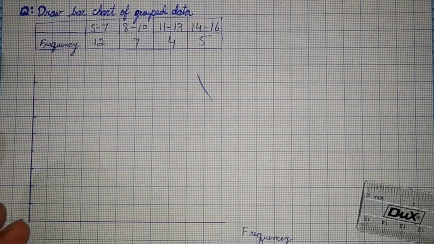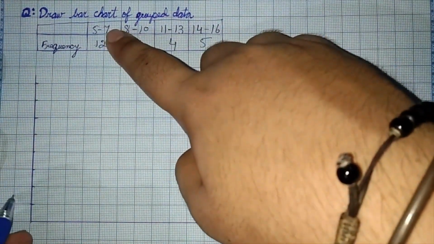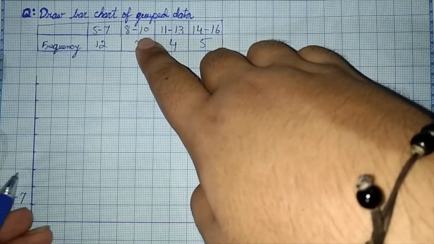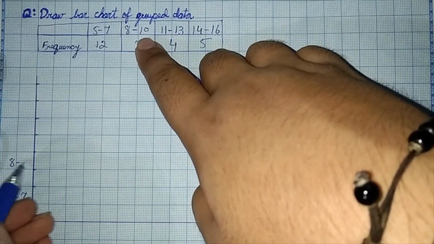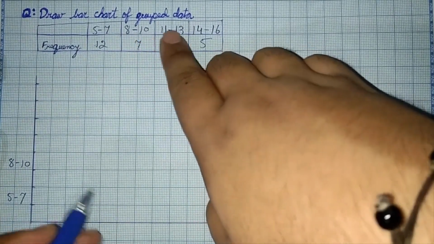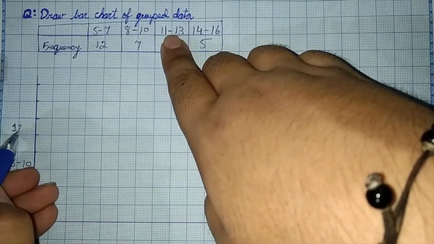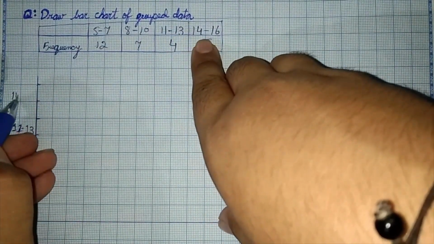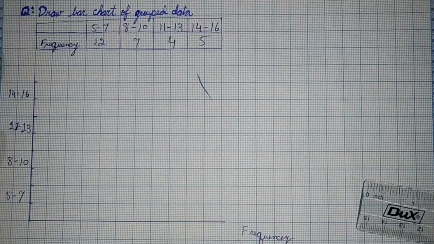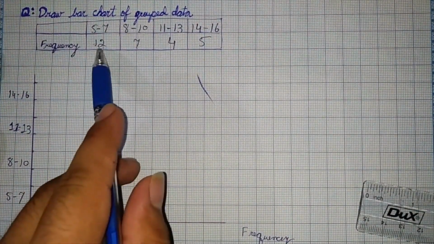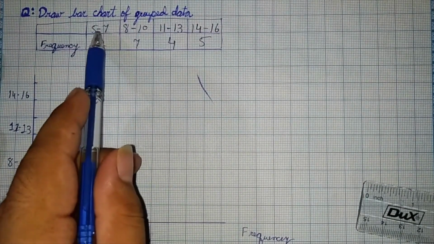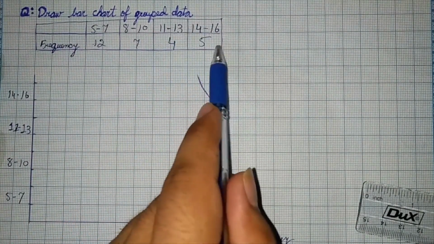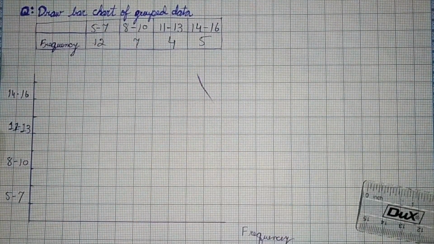Let me mention it. You can see here we have first 5 to 7, here this one we have 8 to 10, here in this we have 11 to 13, and here we have 14 to 16. It means that there are 12 numbers which will lie in this range, there are 7 numbers which will lie in this range, there are 4 numbers which will lie in this range, and there are 5 numbers which will lie in this range.